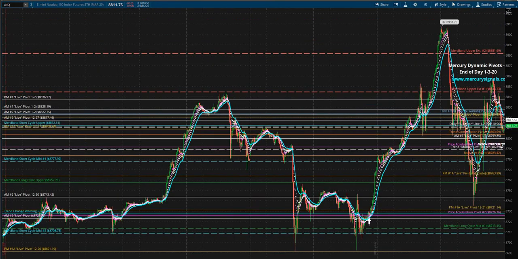The algorithm for NQ is ridiculous. Number one, you can see the live pivots. I mean, is that accurate enough? That's not to the tick, that's to the penny. This was to within a couple pennies.